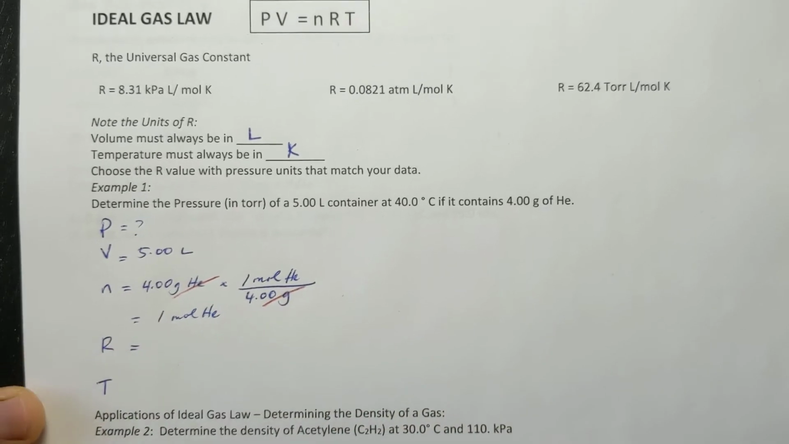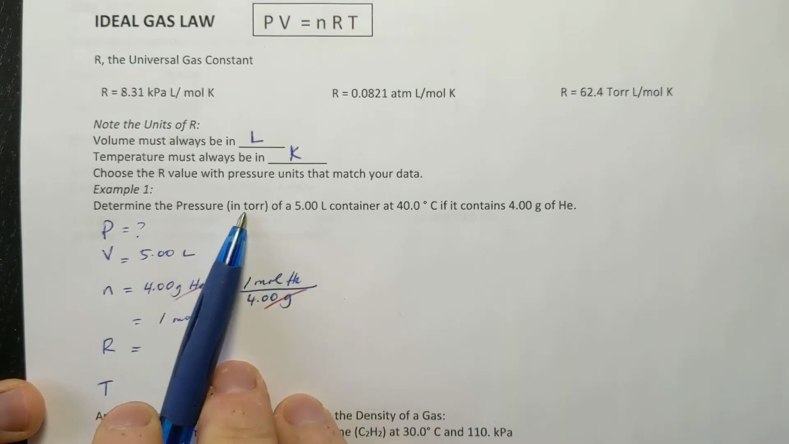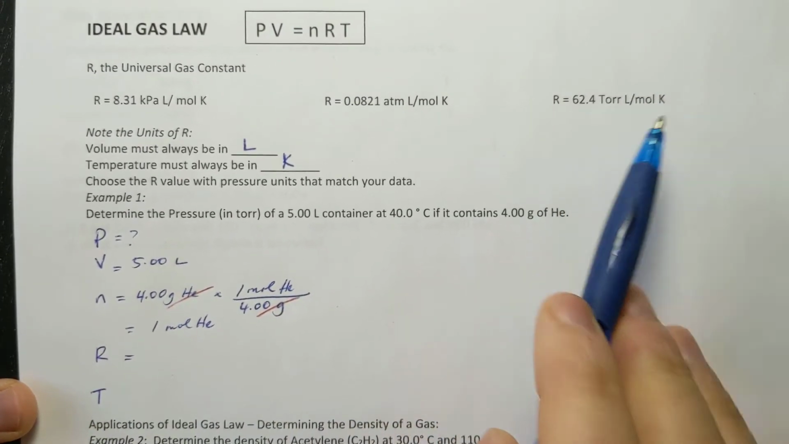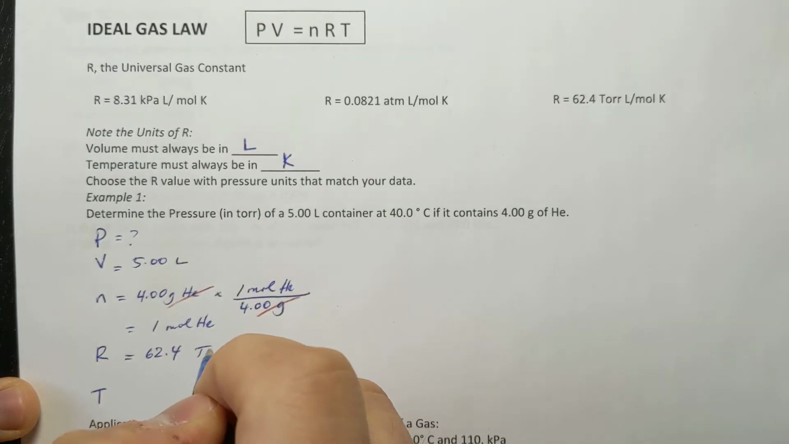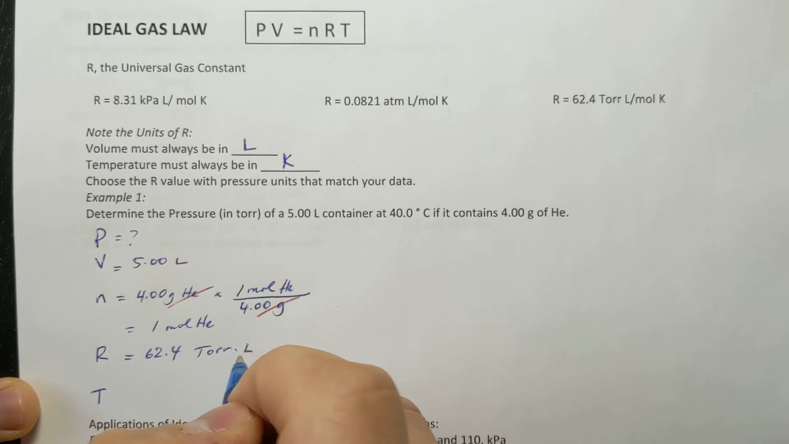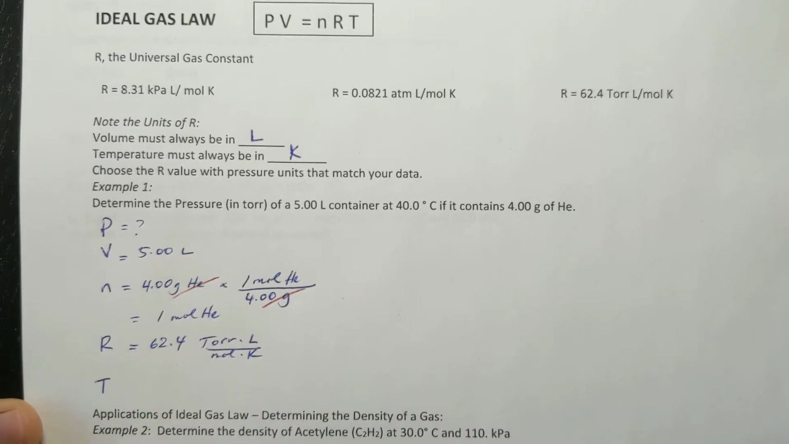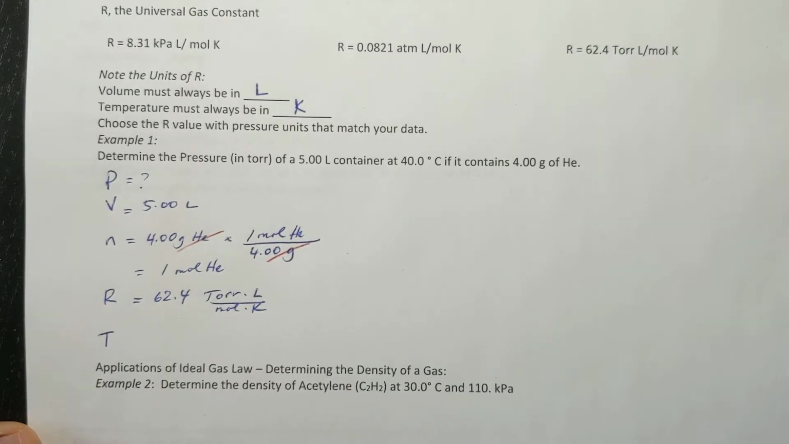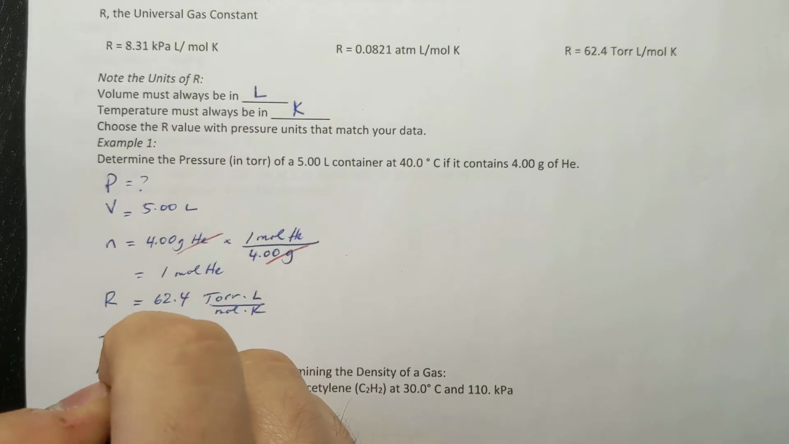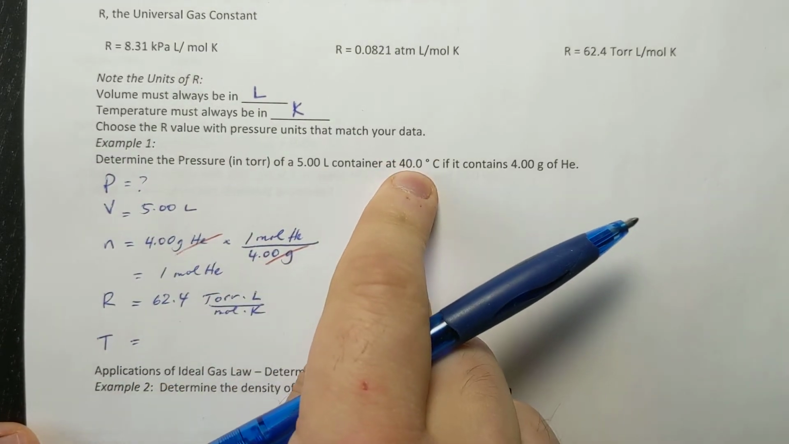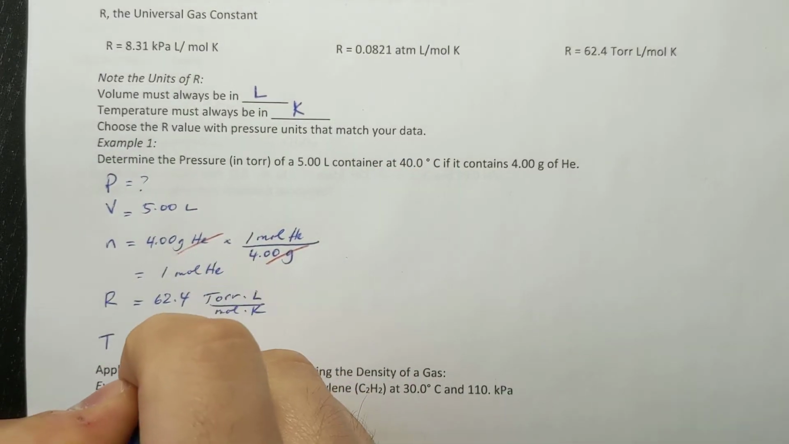The R value: for this data, because it's in torr, we have to use this value right here. So we say 62.4 torr liters over moles Kelvin. It can be a bit challenging to write this all out, so you might eventually just omit the units. And then temperature is 40 degrees Celsius, but plus 273, so that's 313 Kelvin.